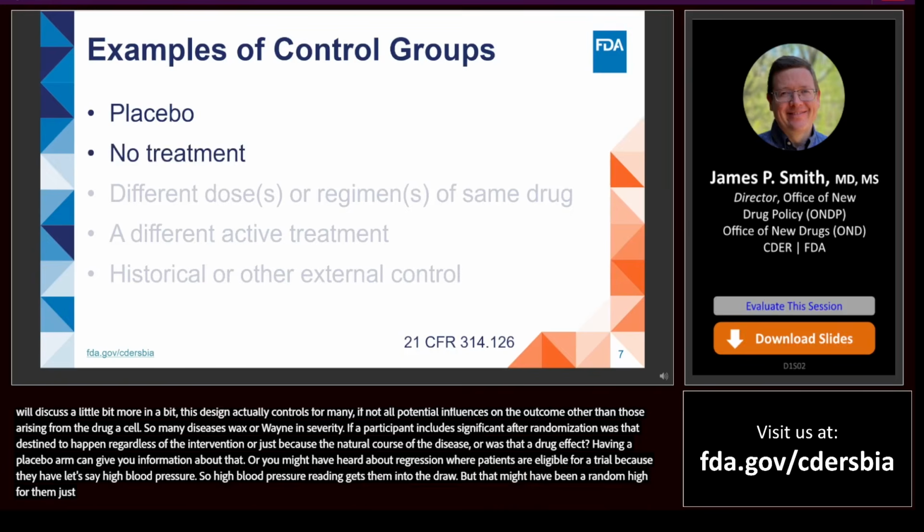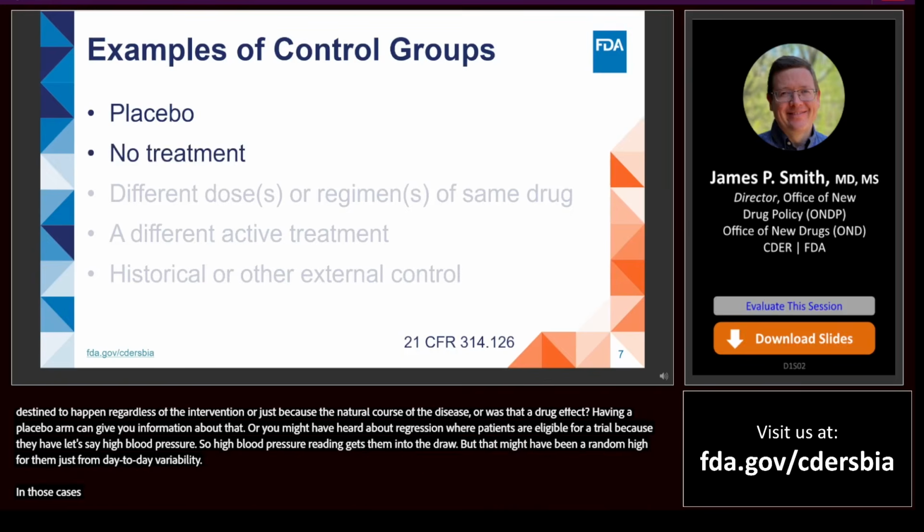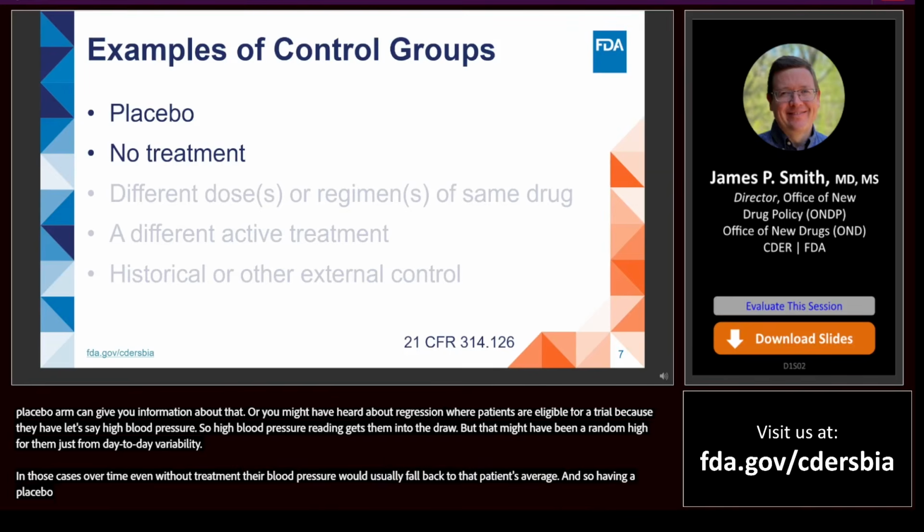The second example is the no treatment control, and this is exactly what it sounds like. Participants would be randomly assigned to test treatment or nothing at all. That is not even a placebo. So really the main use of this design is when it's difficult or impossible to blind the treatment assignment.